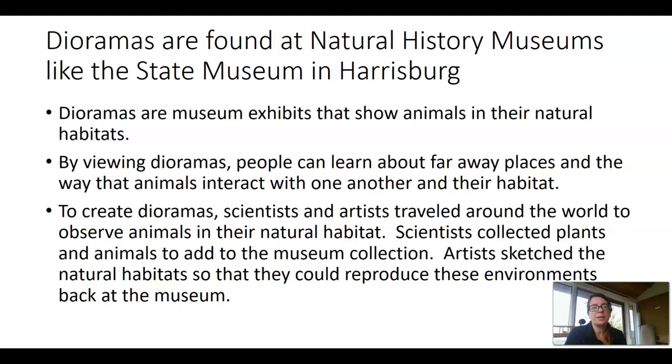Artists would have sketched the natural habitats of these animals so that they could bring back the sketches to their museum and use those to create background paintings for these dioramas that would accurately represent what the animal's habitat looked like.